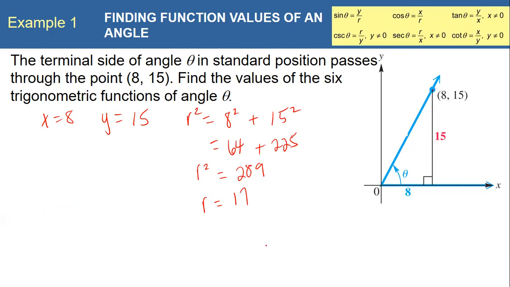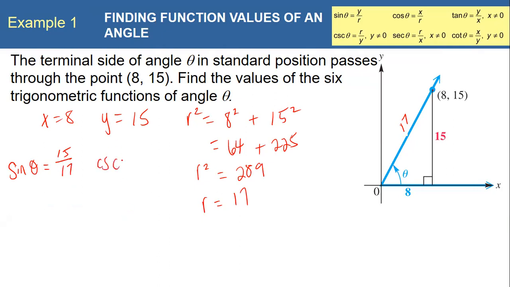Now that I have my X, Y, and R, can I write out all 6 trig functions? We surely can. Okay, so we're going to use sine of theta. So sine of theta is what? Y over R, and what's our Y? 15, and our R is 17.